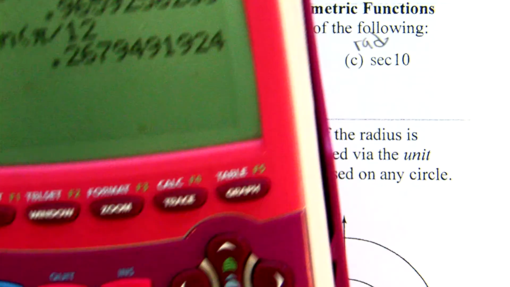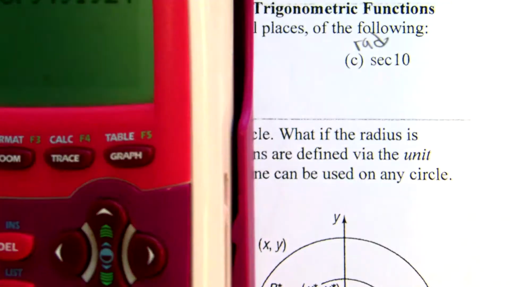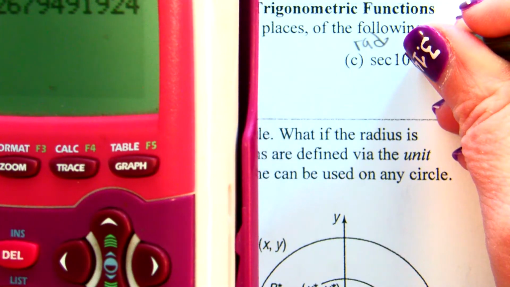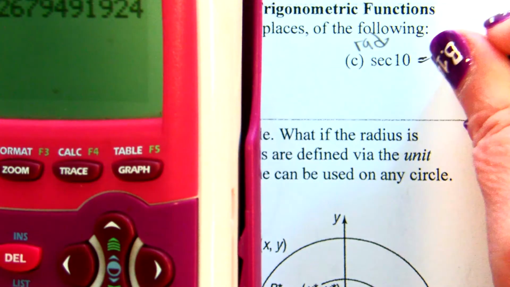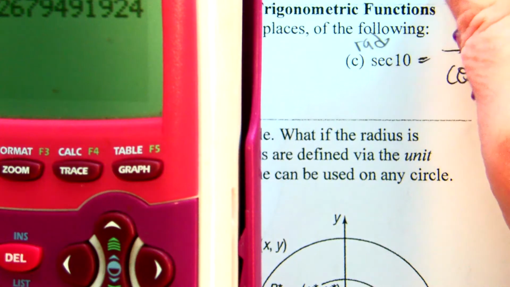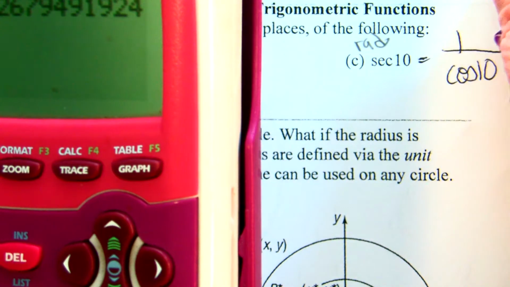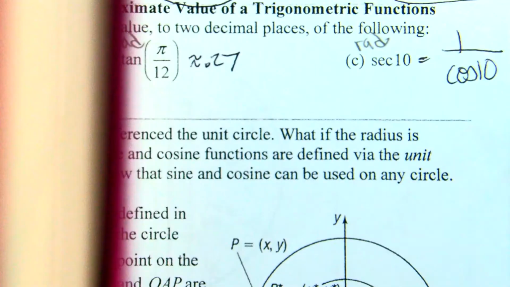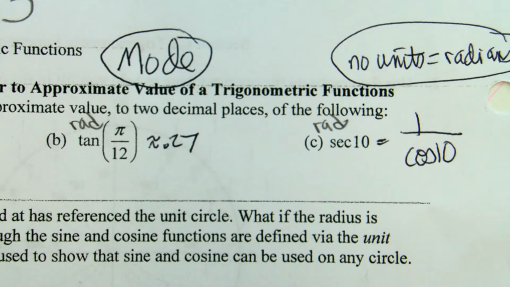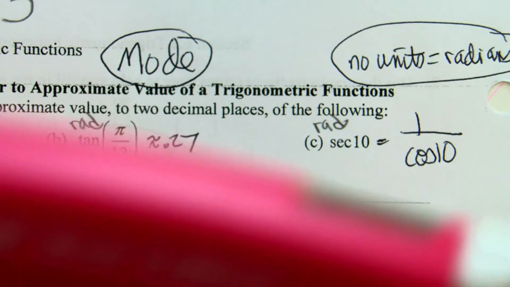This one is secant. Do you see a secant button on this calculator? I don't. But secant is related to cosine. So we're going to do 1 over cosine 10. And no units equals radians. If there's no units, then it's radians. So since it's just a 10, it's not 10 degrees, it's radians. This is still in radians.